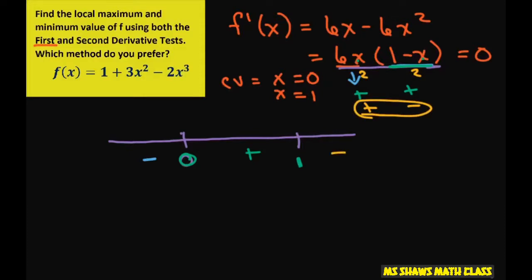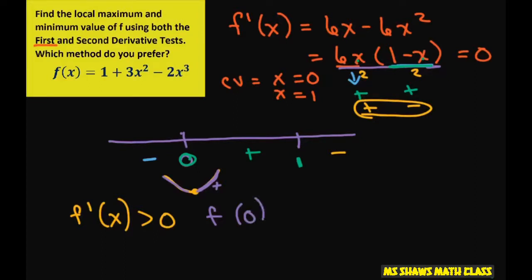So what we have is decreasing to increasing at 0. That's going to be a local minimum. So f prime of x is positive, and when you're doing the first derivative test, you're looking at this second part. Okay, so the gradient is positive. So that's going to be at f of 0, which equals 1. It's increasing on the interval 0, 1.